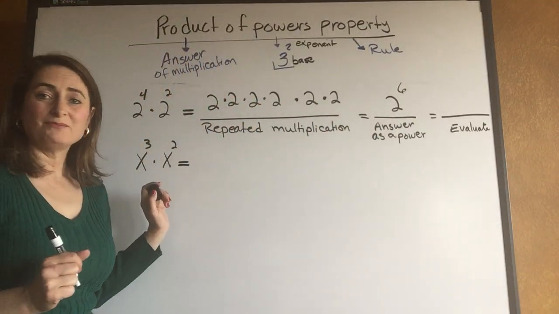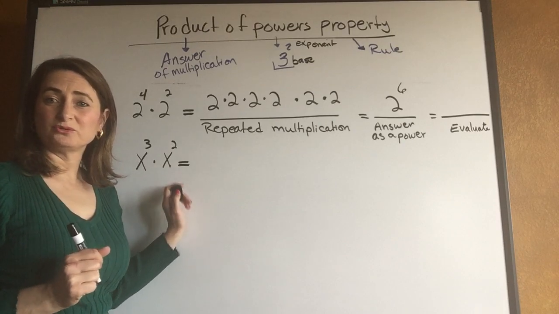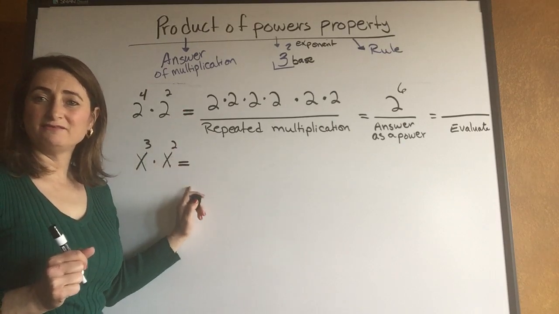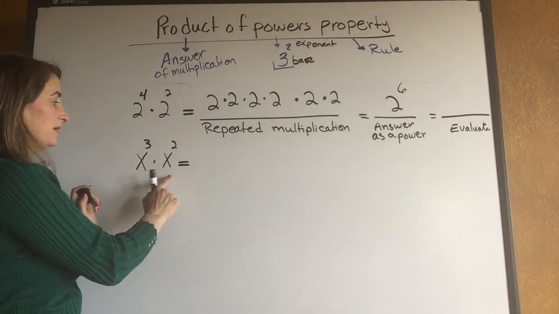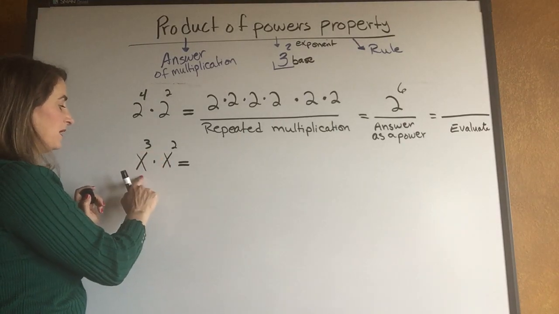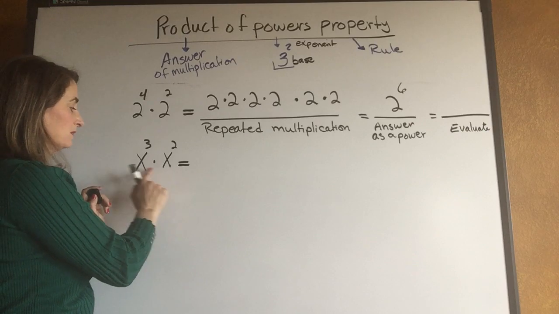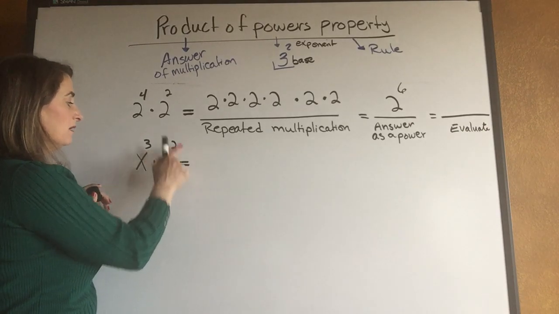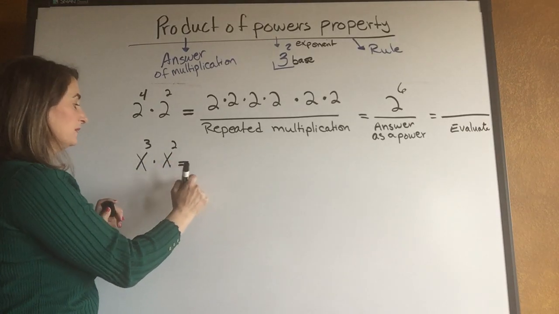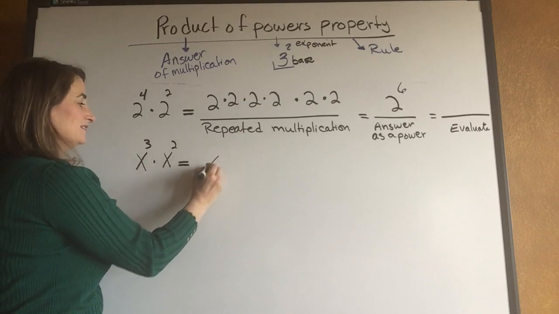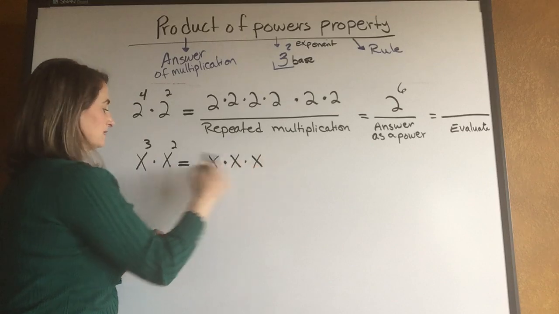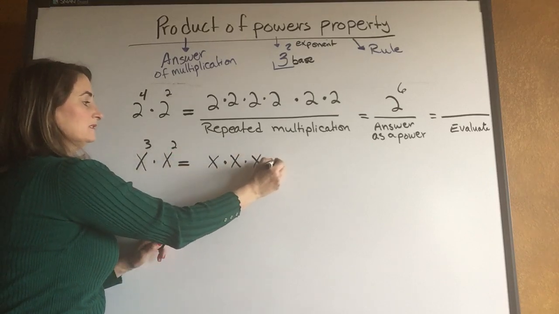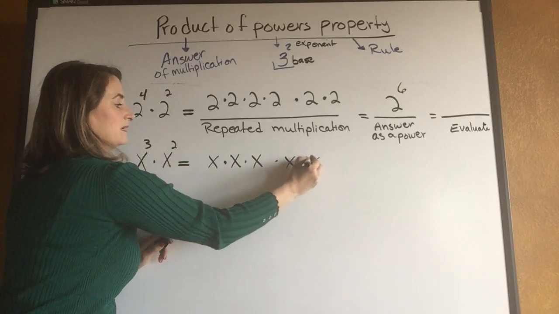Let's try one more example where you have variables, because the rule has to work for numbers and variables at the same time. x to the power of 3 times x to the power of 2. This is a power times another power, finding the product of those two powers. Let's use repeated multiplication again. x to the power of 3 means x times x times x. And x to the power of 2 means x times x.